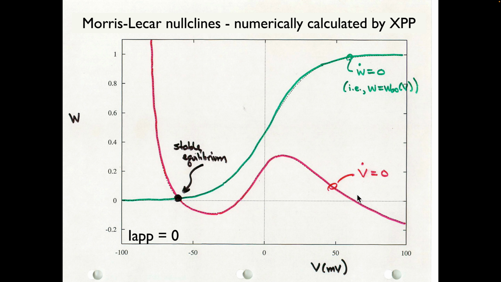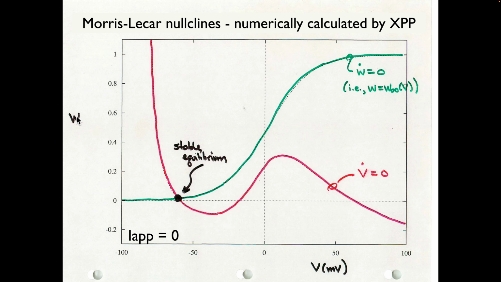So here, putting both nullclines on the same plane, we can see that they only intersect in one place when the applied current is 0. And these nullclines were numerically calculated using a software package called XPP, which is sort of equivalent to pplane that you've been using. We can see that there is one equilibrium, or one fixed point, and it turns out to be stable.